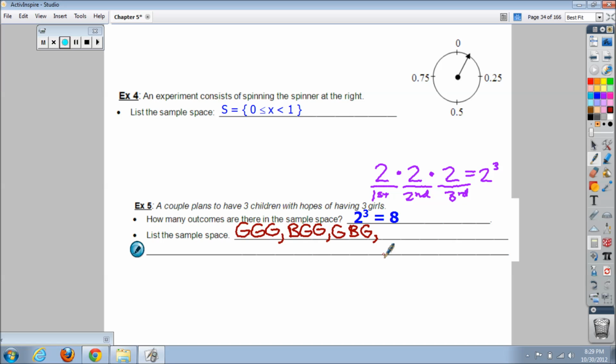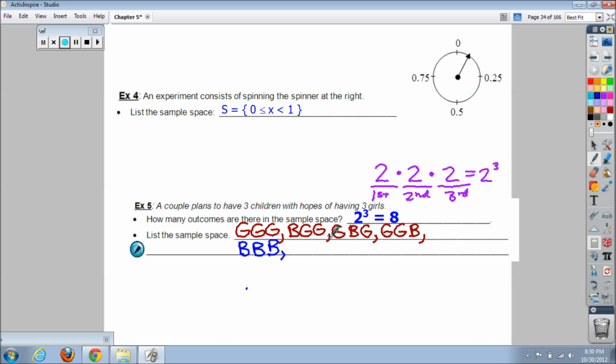Or we could also think about, what if the boy was the last one? What if you had 2 girls and then finished with a boy? So I thought about all the different outcomes of having 2 girls and a boy. And the boy is either the oldest, the youngest, or the middle child. Okay. Now I'm going to go on the opposite extreme here. Instead of having 3 girls, what if we had 3 boys?